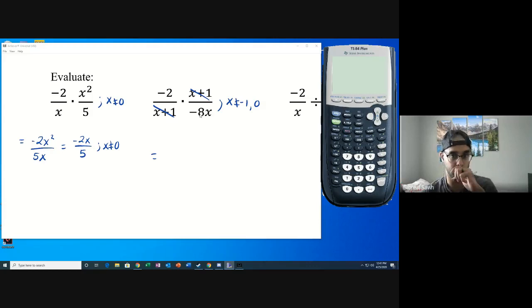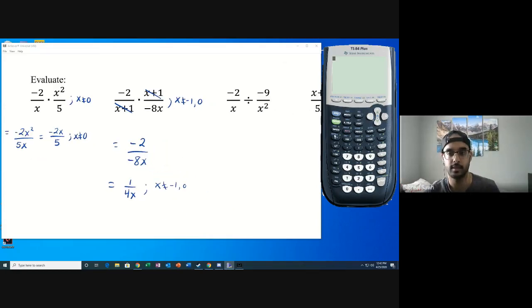Now, if I didn't do my non-permissible values already, it would look like one of them got canceled out and disappeared. But you can't really do that, because technically, if you put that value of -1 back into your original expression before you cancel things out, you're losing out on that non-permissible value. It is still technically there. So this one simplifies to -2 over -8x. Then if you reduce the coefficients, you get 1 over 4x. There it is in lowest terms. Your non-permissible values are still present.